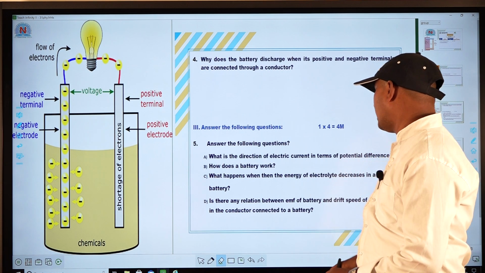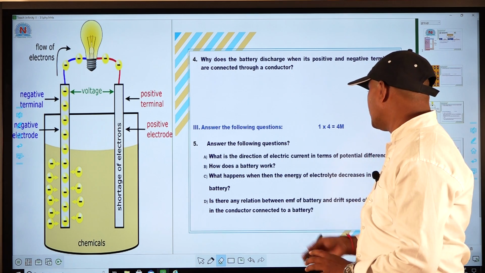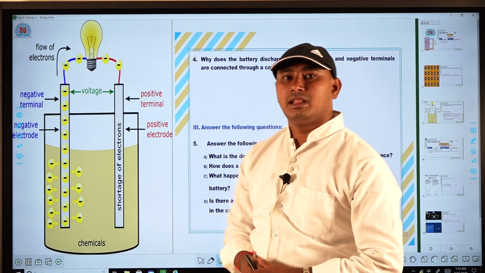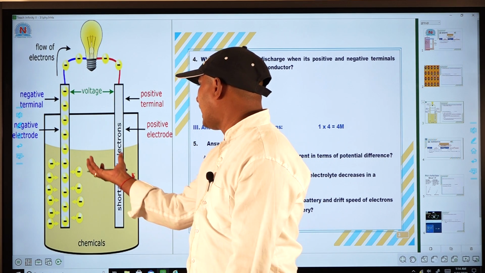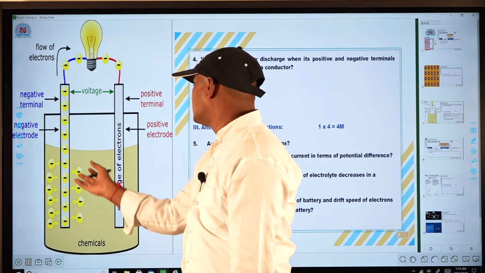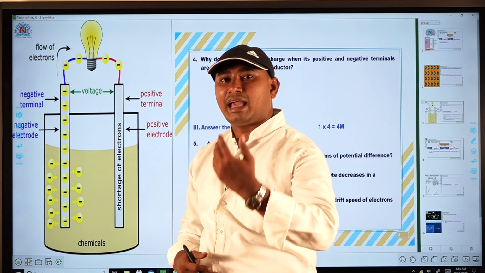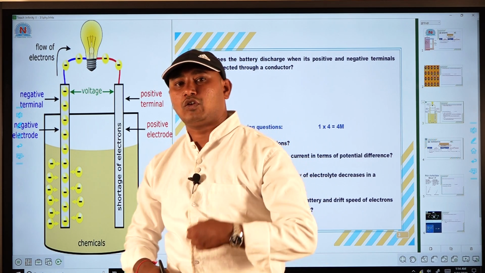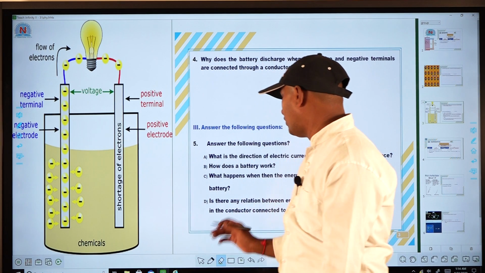Next, see question number 3 here. What happens when the energy of the electrolyte decreases in a battery? When the energy of the electrolyte decreases gradually, the rate of chemical reaction also gradually decreases. See here, when the energy goes from the electrolyte to the bulb, the energy gradually decreases. When the energy decreases, automatically the rate of chemical reaction also decreases. That is the answer for question number 3.